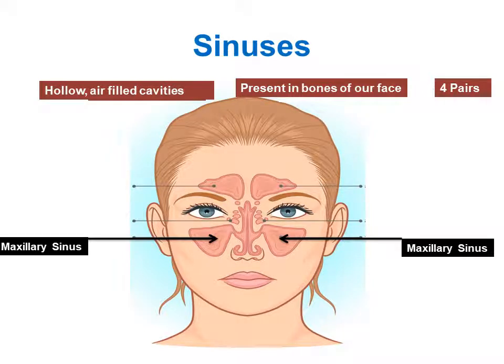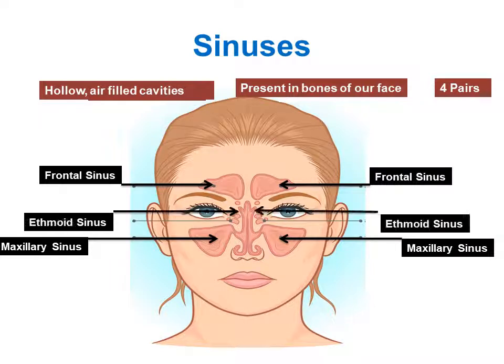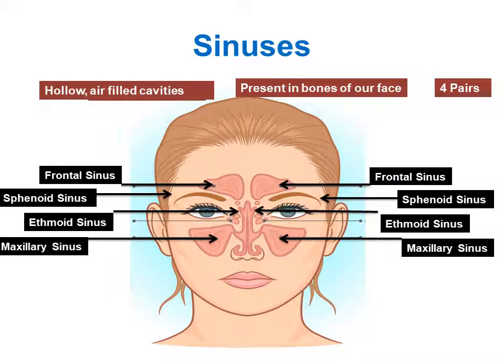Maxillary sinuses are present on each side of our nose near our cheekbones. Frontal sinuses are present above the eyes near our forehead. Ethmoid sinuses are located on each side of the bridge of our nose in between our eyes. Sphenoid sinuses are behind the nose at the sides of the head.